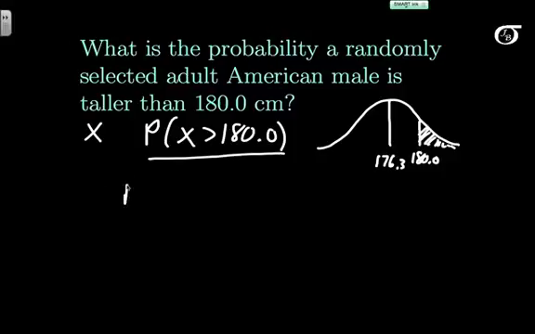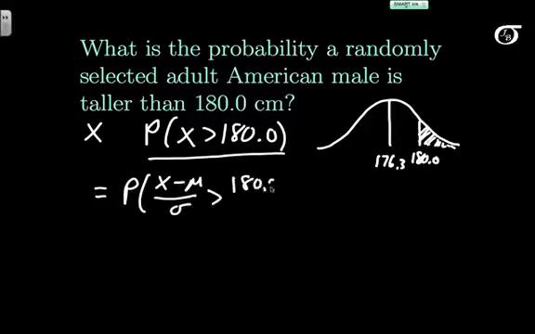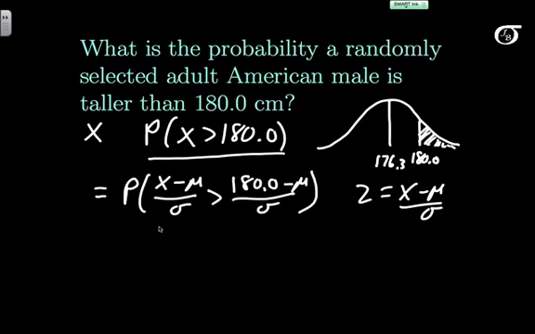Well, let's see. What if I did this? This is equal to the probability x minus mu. I'm going to subtract mu and divide by sigma on both sides. I'm allowed to do that. Sigma is positive, so we're dividing by positive values, so we don't have to worry about anything flipping. This is correct. This is fine. But I also know that z is equal to x minus mu over sigma. And so this is z.